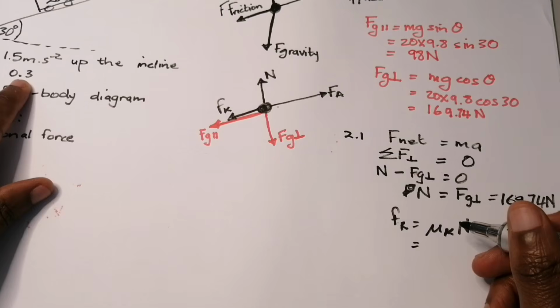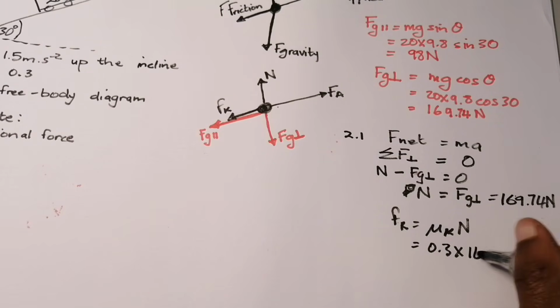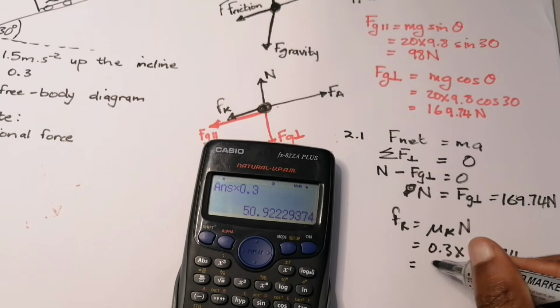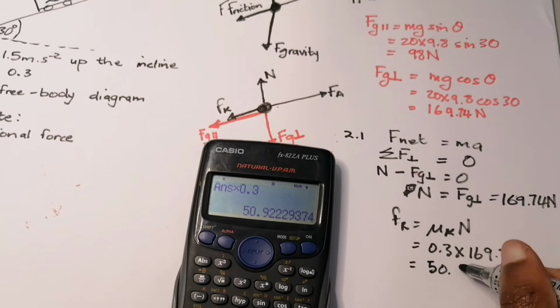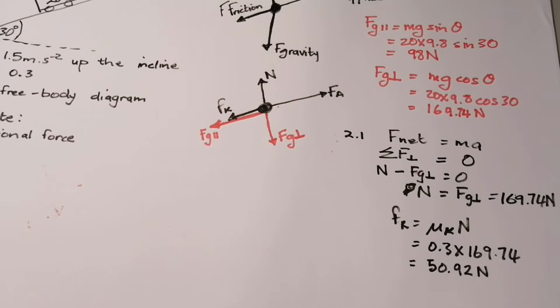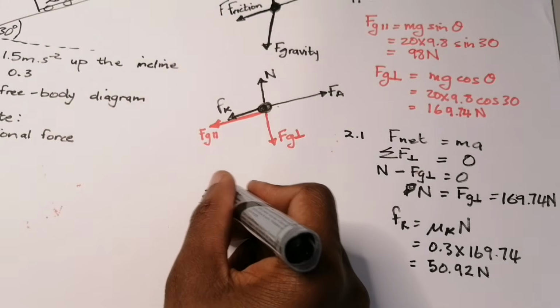We're given the coefficient to be 0.3. So 0.3 multiplied by that force there, that's 169.74. Fortunately I still have that in my calculator. Times 0.3, and we get a value of 50.92 newtons. So I've got my frictional force value. And now what do I want? I want to go to the next question, that's 2.2.